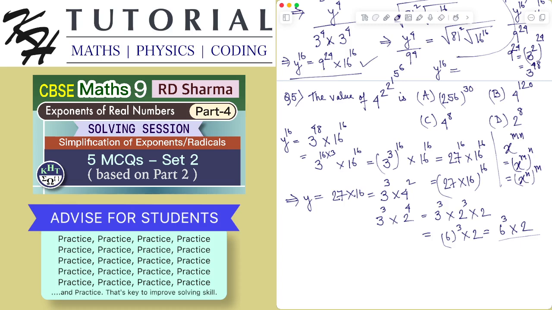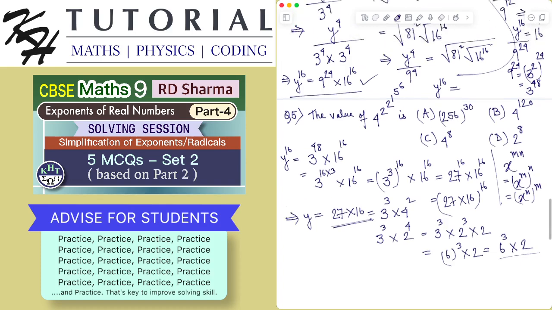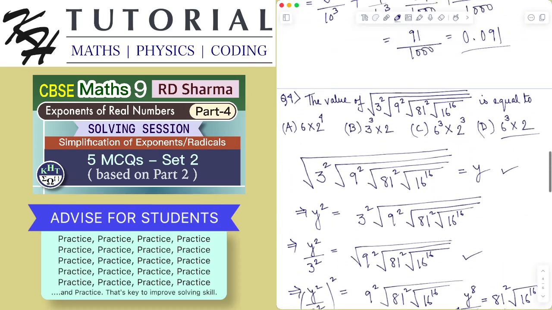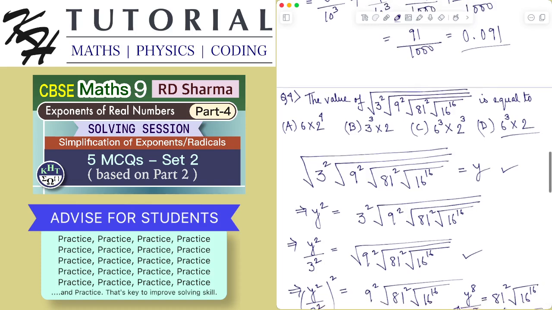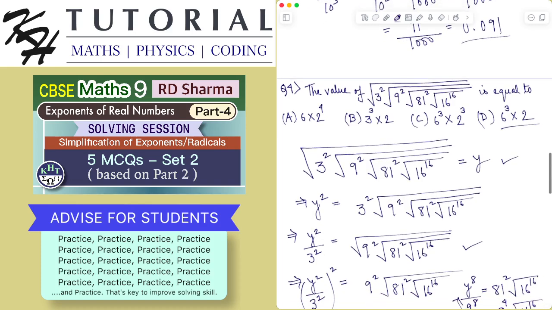So from the fact that y is equal to 27 multiplied by 16, and that 27 multiplied by 16 can be expressed as 6 cube multiplied by 2. This is where I failed. This is where your own intuition, how you arrange the powers and the base so that you can arrive at an expression which is given in the choices, and your own practice and smartness will matter.